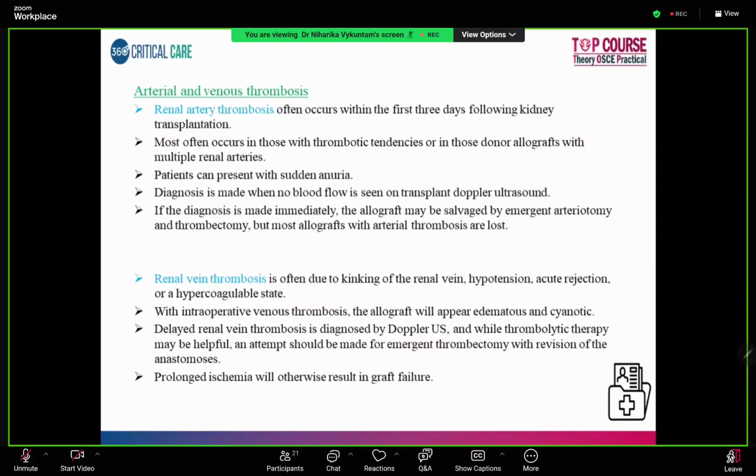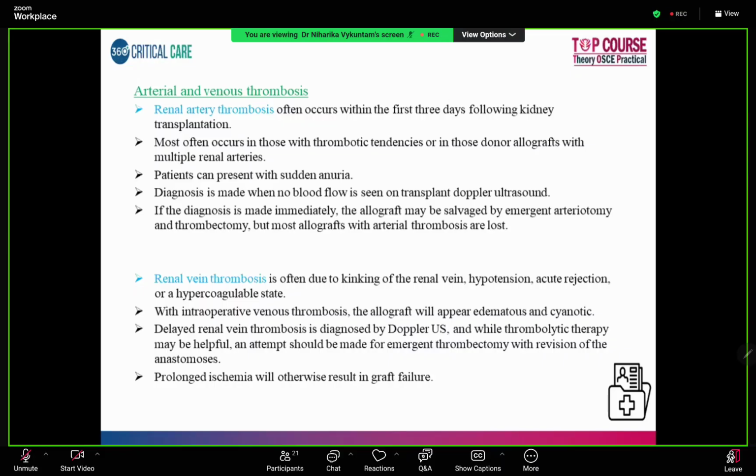Why can this occur? This is due to kinking of the renal vein or due to hypotension or acute rejection or if the patient has any hypercoagulable state. So this renal vein thrombosis can occur in two situations. One is intraoperatively, one is postoperatively. So how do you identify it intraoperatively? You see that the allograft will appear edematous and cyanotic if there is a renal vein thrombosis.